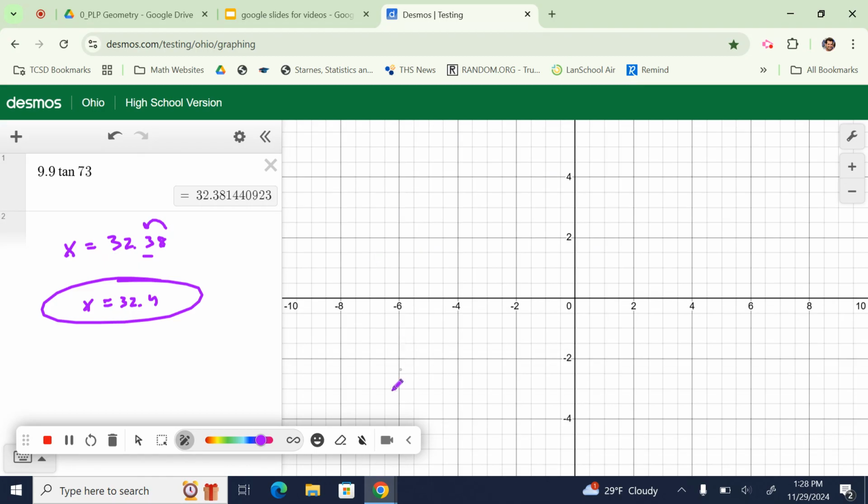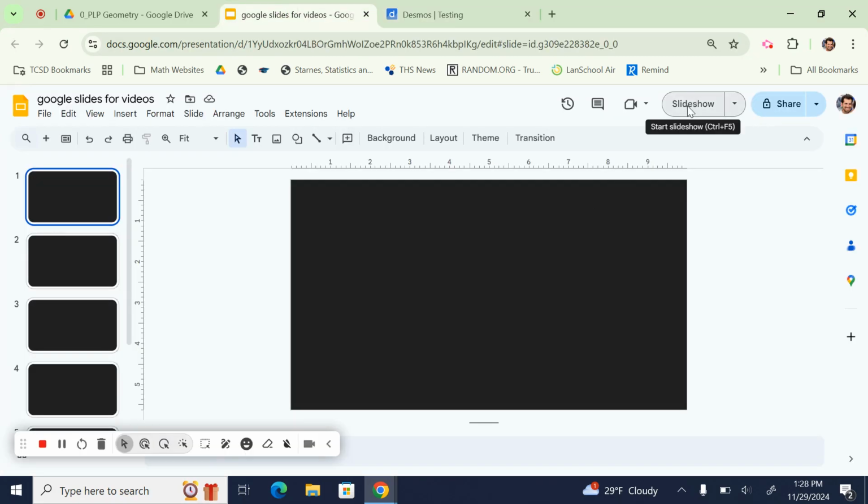Okay, let's do one more of those. Let's go back to this guy. Another example. Sorry, I don't like how it always resets it to a thick pen. Okay, so now we're going to find x again. Different picture.